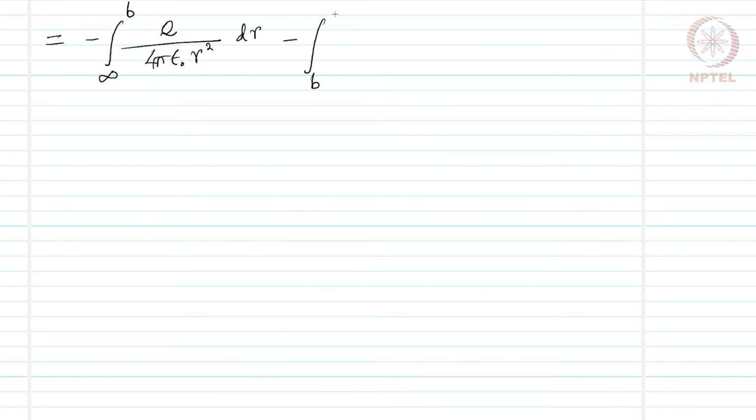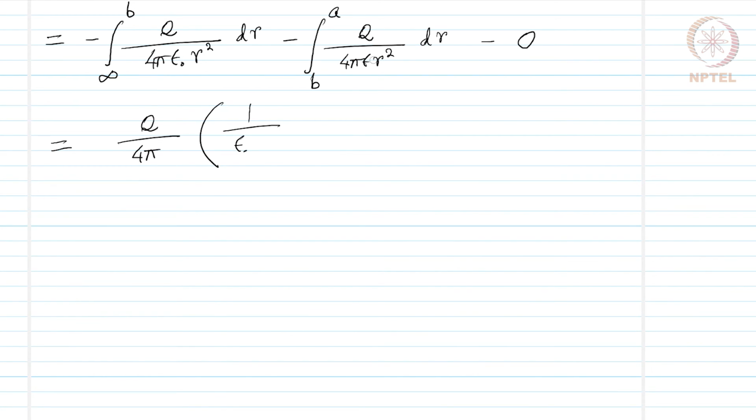minus integral b to a q over 4 pi epsilon r squared dr minus, there is no electric field inside the metal sphere, so the last term is going to be 0, and that gives us the potential as q over 4 pi, 1 over epsilon naught b plus 1 over epsilon a minus 1 over epsilon b.